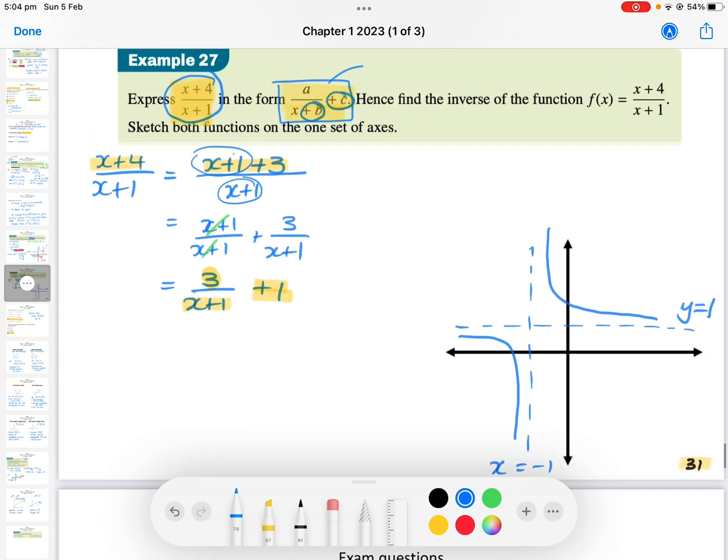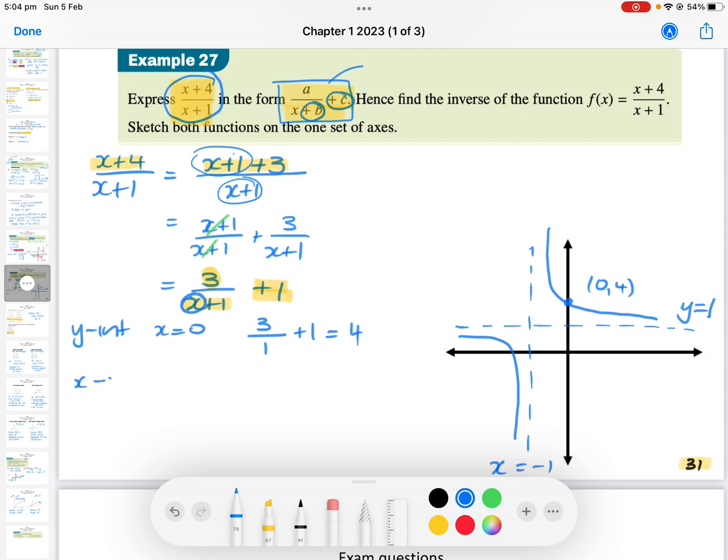So we can go for the y-intercept, x = 0. So that means we'll get 3/(0 + 1) + 1. So that's 3. So the y-intercept is here at 3 + 1, 4. So this goes through (0, 4), and we'll label that with coordinates.